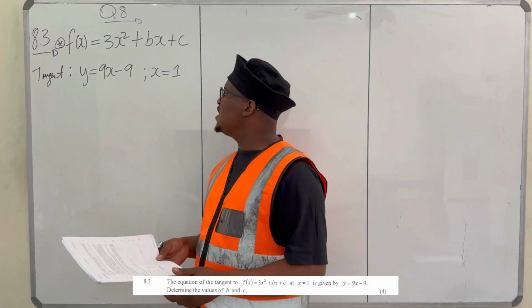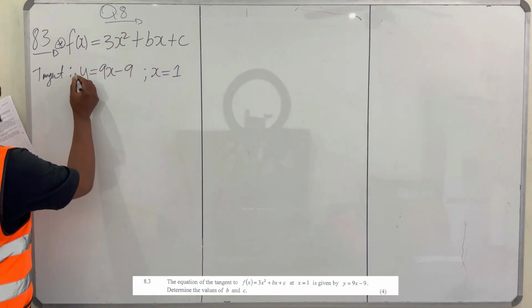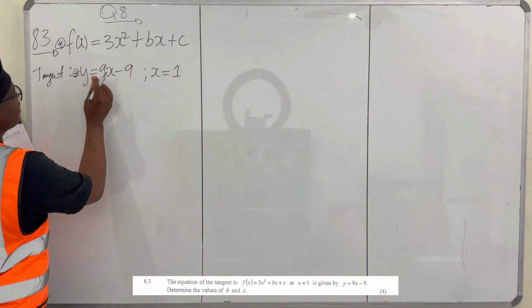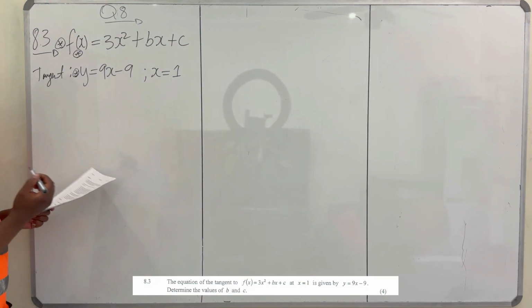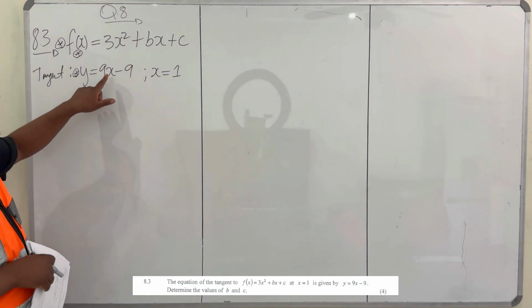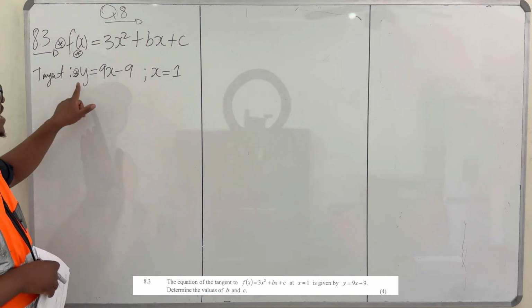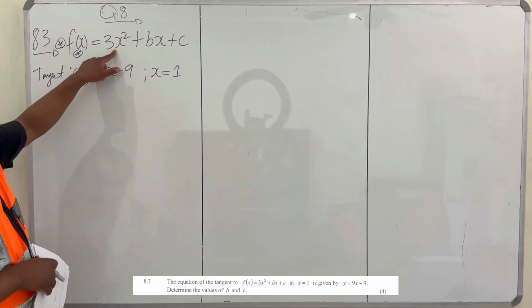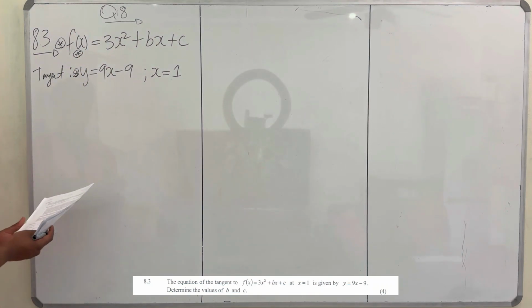So, here's what we're told. We're told that y is equal to 9x minus 9 is a tangent to this function here. That's what we're told. We're told that y is equal to 9x minus 9, which is this line here, is a tangent to f of x. Right? That's what we're told.